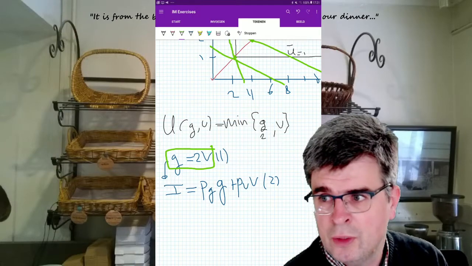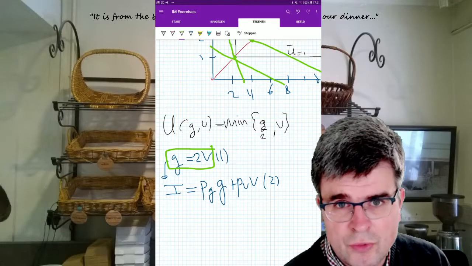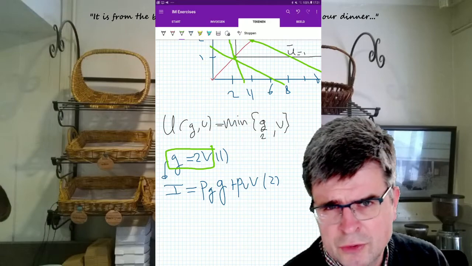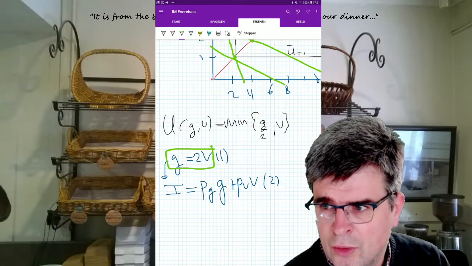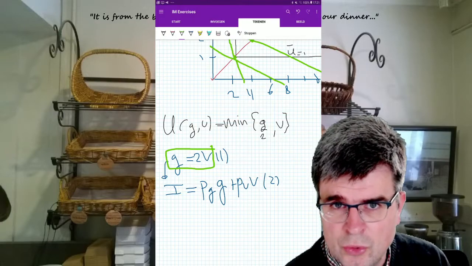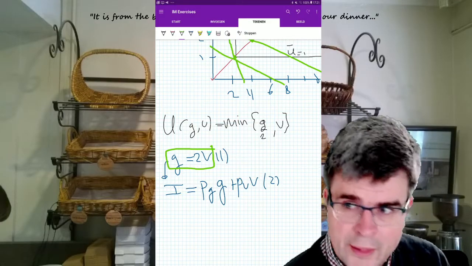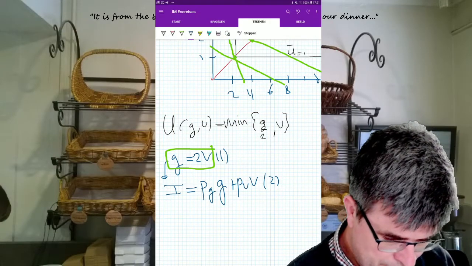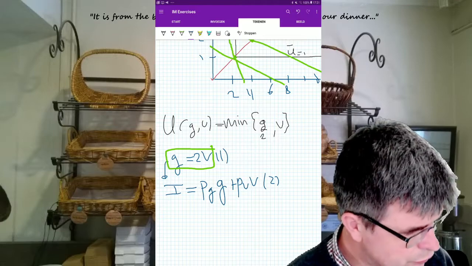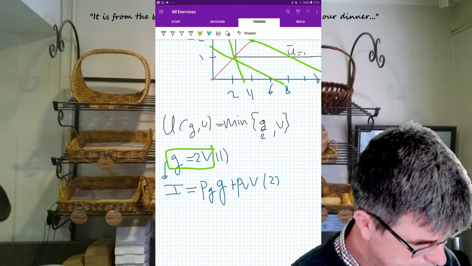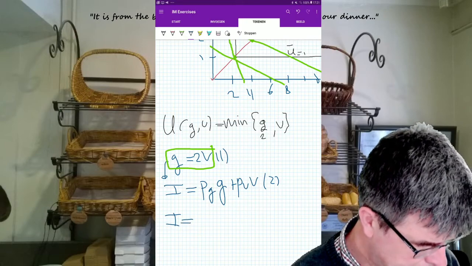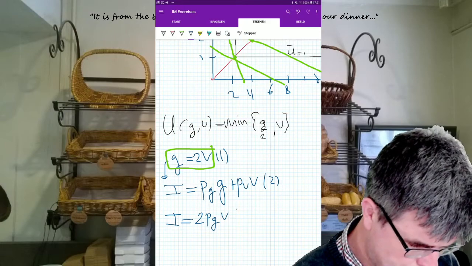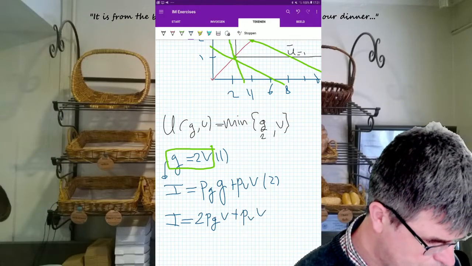So please note, if on the exam you're given a utility function like this one, don't start with the marginal rate of substitution or writing down a Lagrangian, because that will get you nowhere. Okay, inserting equation 1 into equation 2 to get rid of the units of gin. That will give us income is 2 times PG times the units of vermouth plus PV times V.